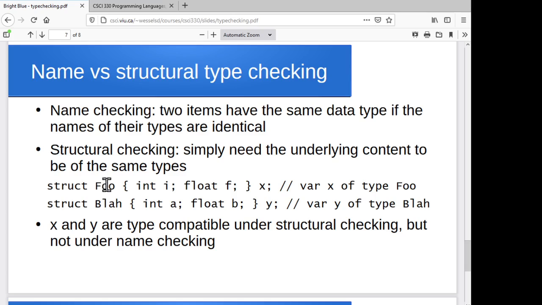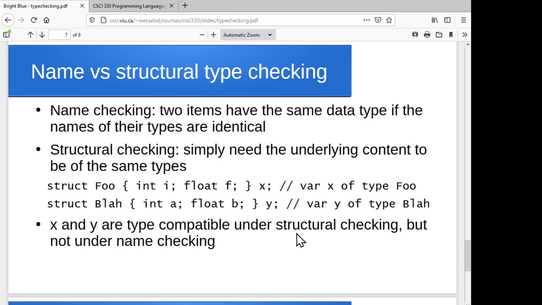So if, for instance, we create a struct named foo, so again, our structs are just a definition of a data type that say, okay, I've got this composite data structure that's made up of, in this case, an int and a float. And so my struct type is named foo, it's got an int field named i, and it's got a float field named f. And I'm going to create a variable x that's of that type. And then I've got another struct named blah, and it's got an int field named a and a float field named b. So structurally, you can see that these things are the same, right? They're the same composition of the same data types. They're just using different names.